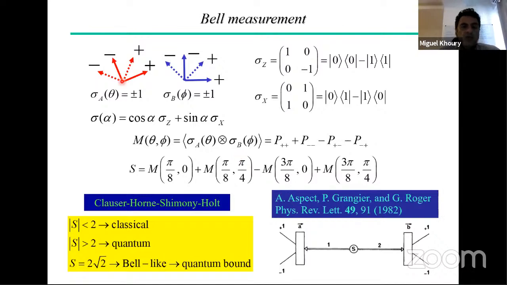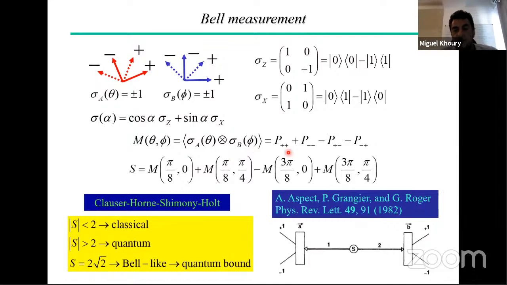So we have two qubit systems, two spin-half particles, for example, and they can be prepared in any kind of two-qubit states, entangled states or whatever. And we can do independent measurements on their qubits in different kinds of bases, okay? That are characterized by these rotated Pauli matrices here, sigma of theta and sigma of phi, with independent rotated angles.